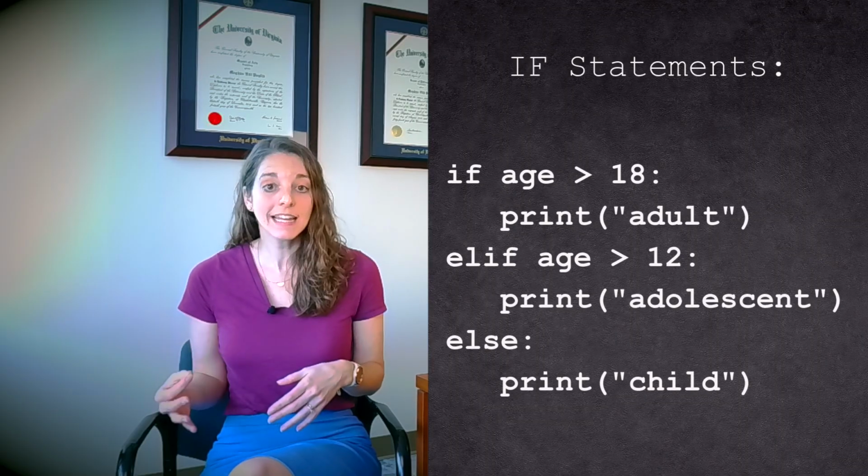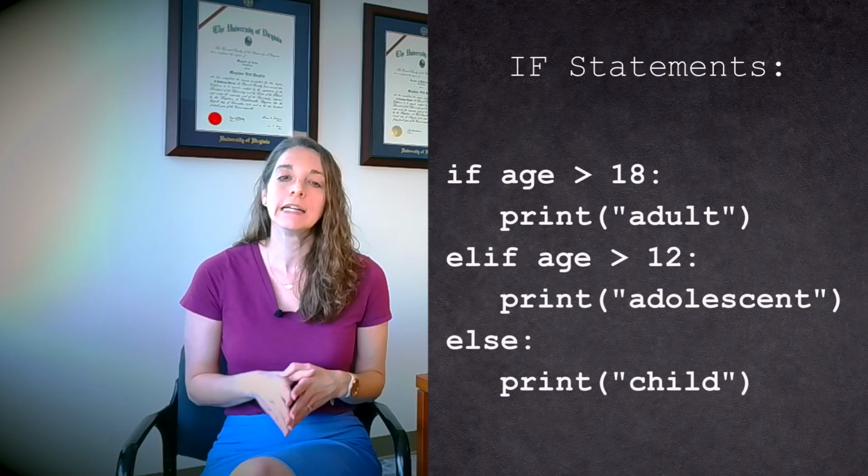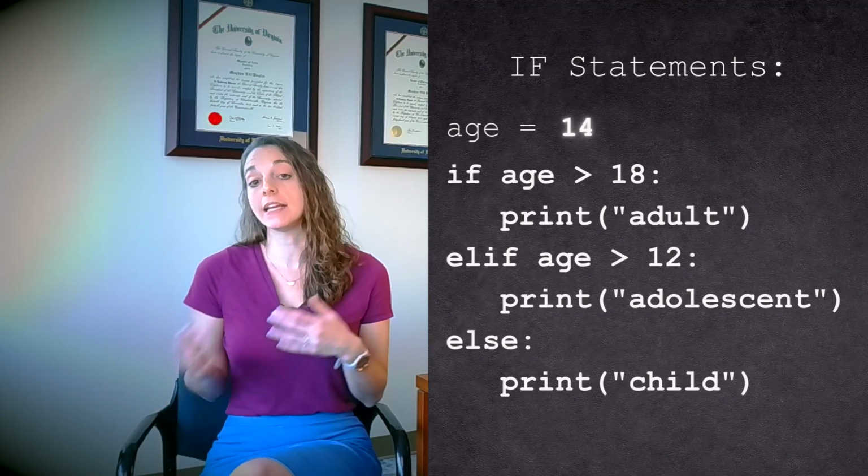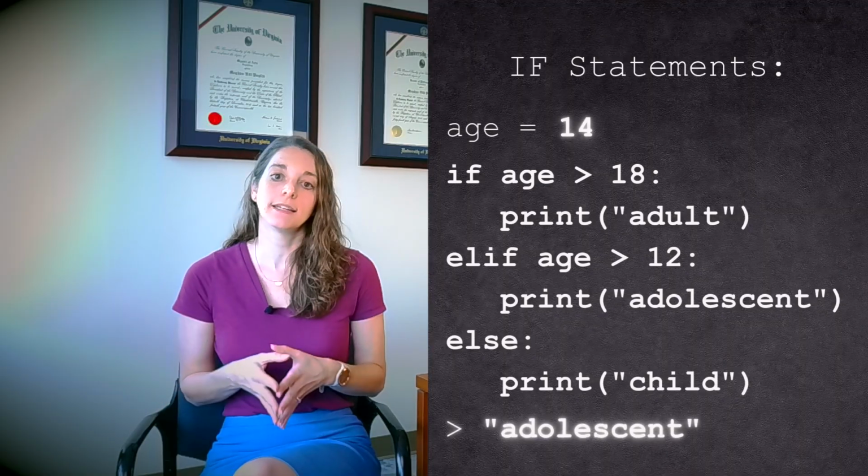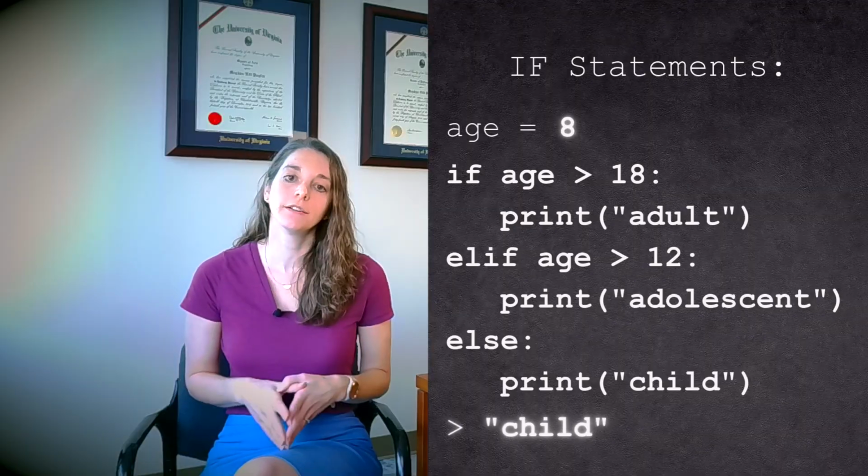There's also else if statements, which will check additional conditions. Like if the age is not greater than 18, but is greater than 12, it will print adolescent. Otherwise, it will print child.